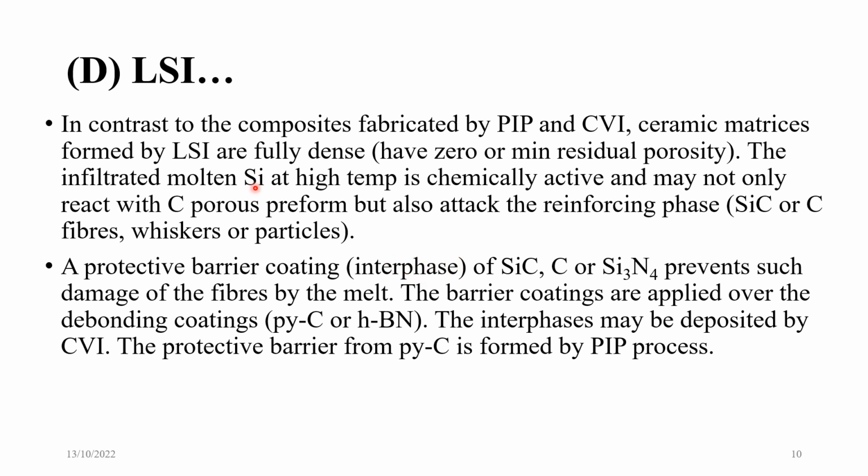Using the same method. So the barrier coatings or debonding coatings of pyrolytic carbon for carbon-based matrix and hexagonal boron nitride for nitride-based matrices are important. The interfaces may be deposited by the CVI process, and the protective barrier from pyrolytic carbon is formed by PIP process. Okay.